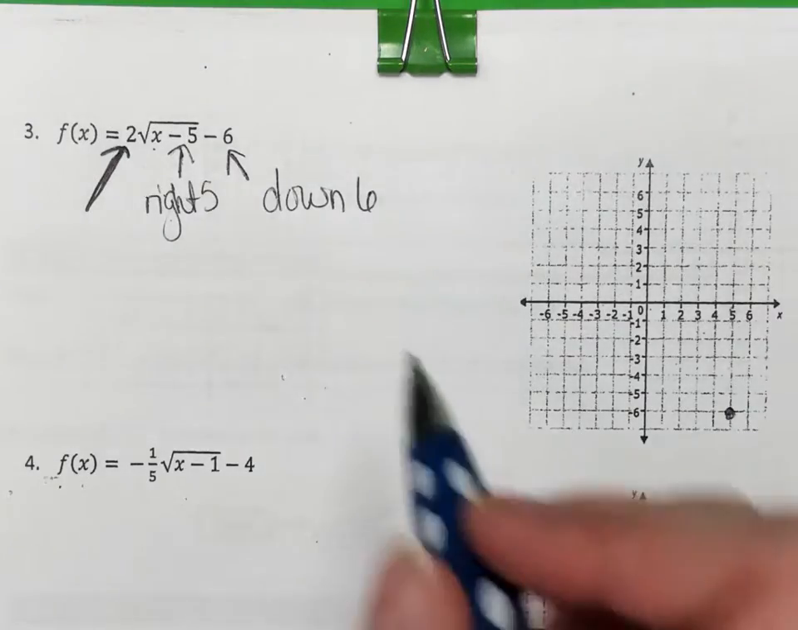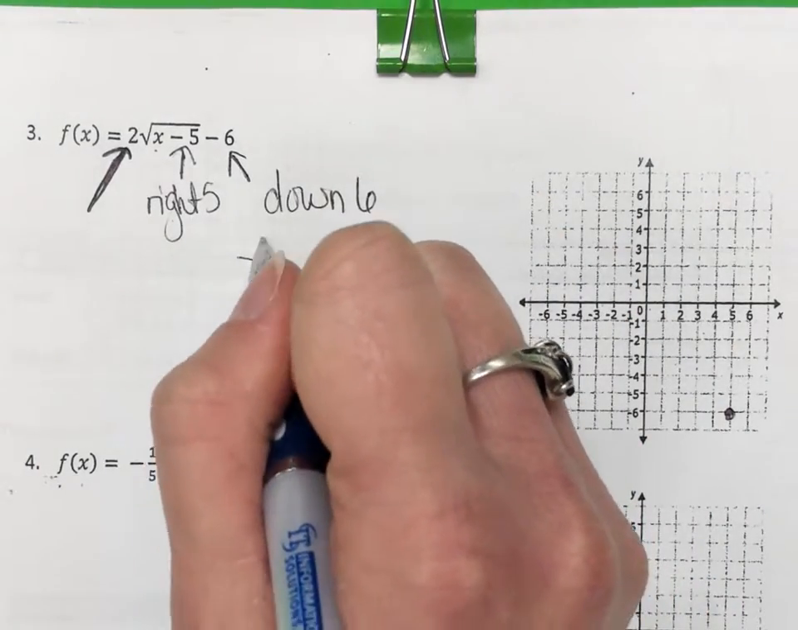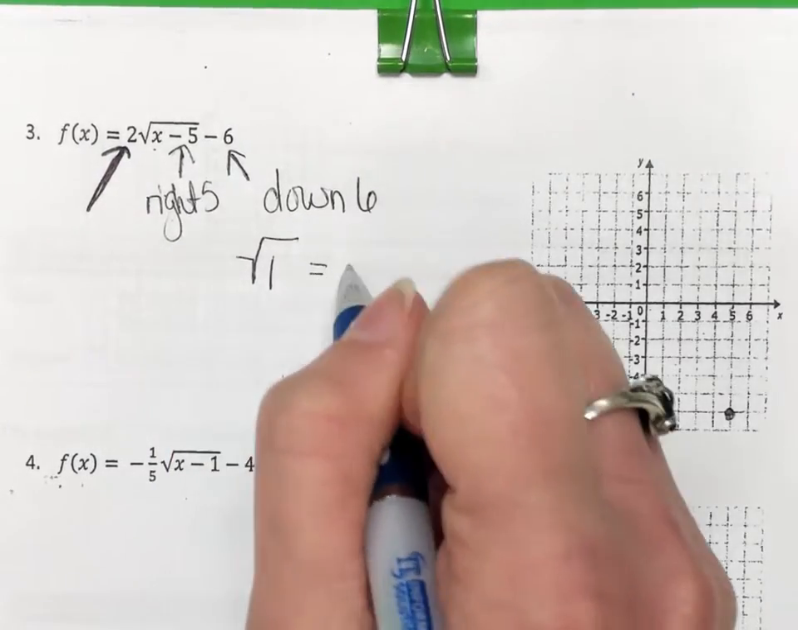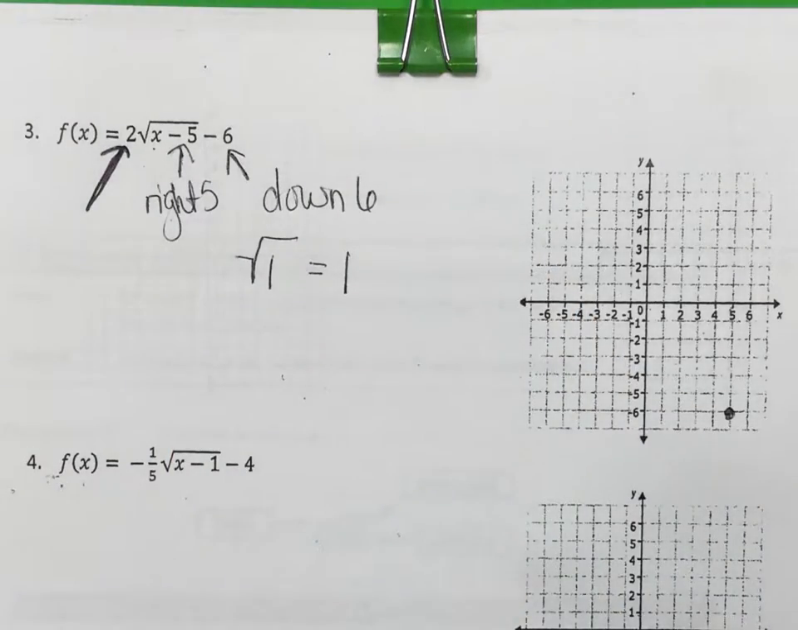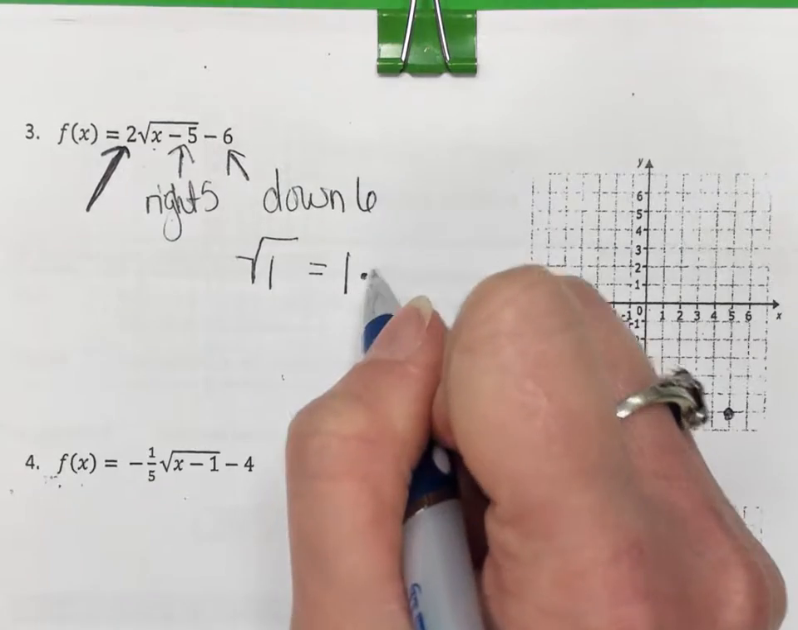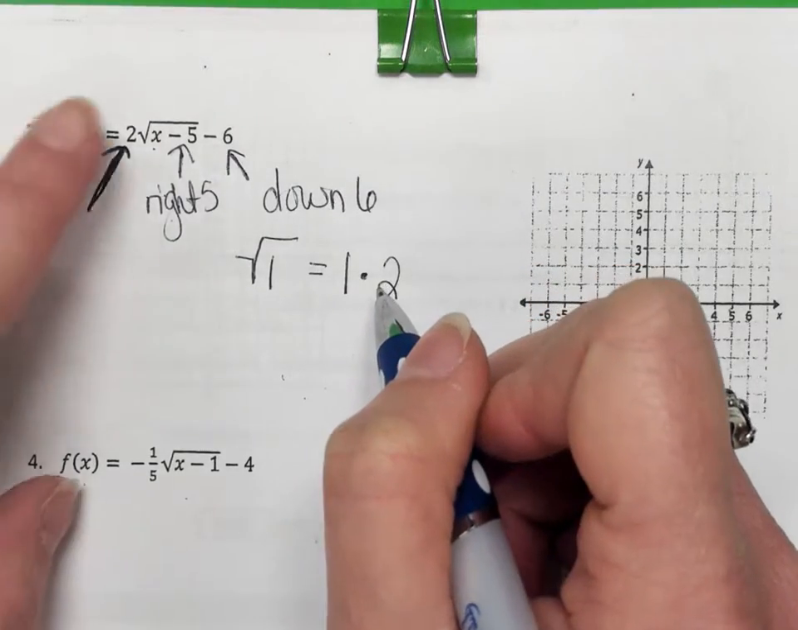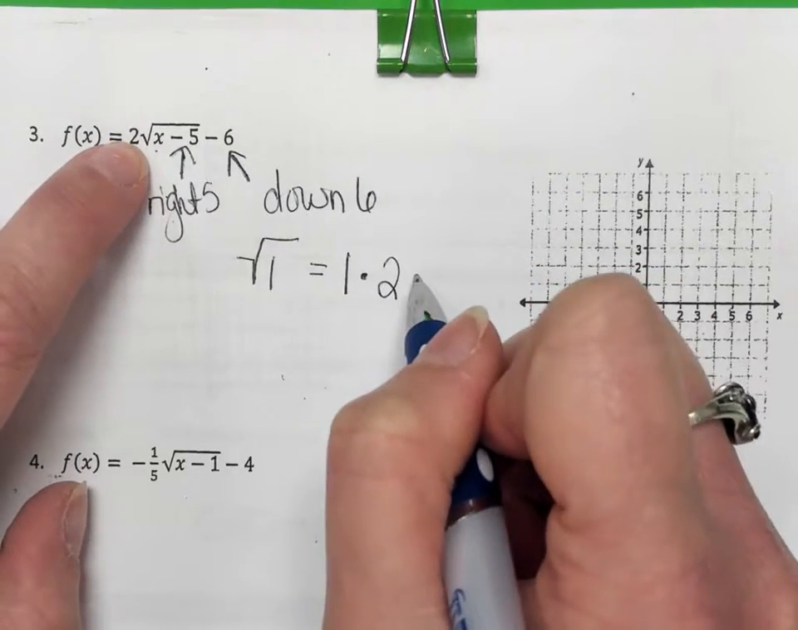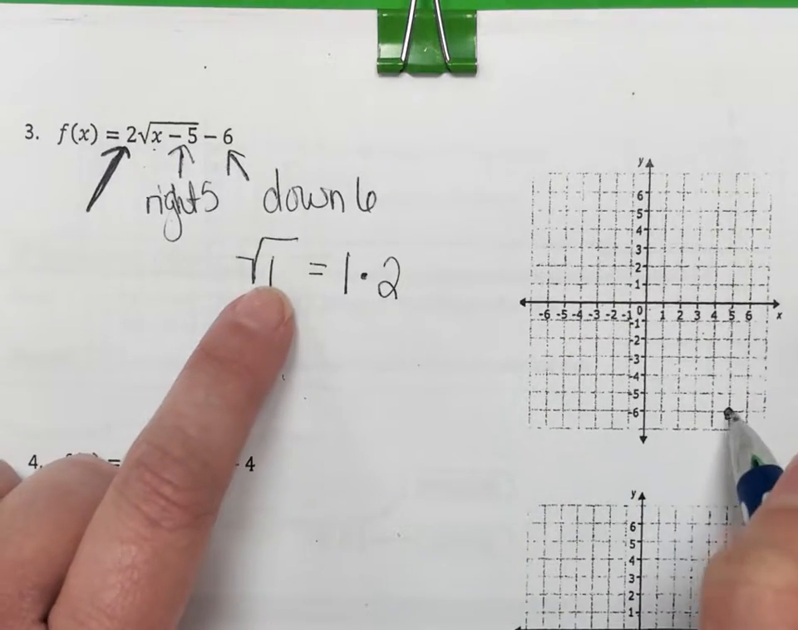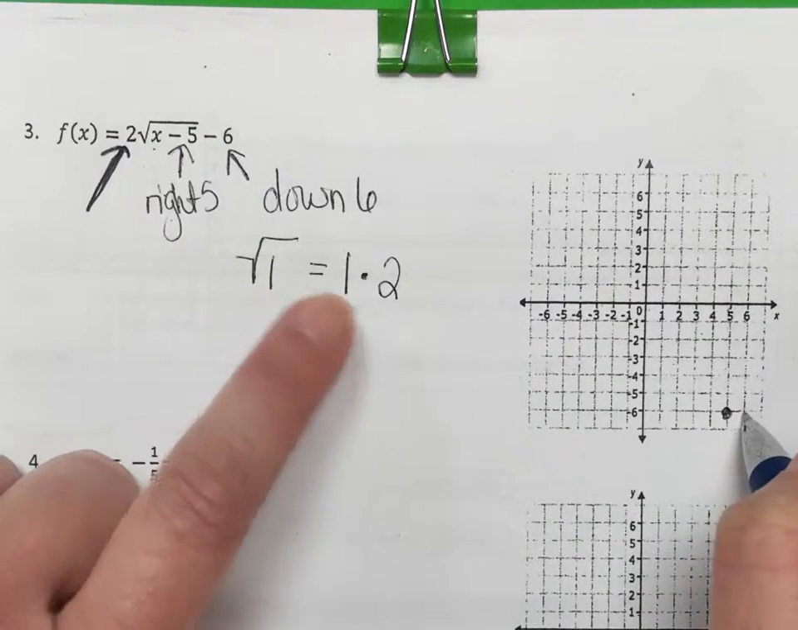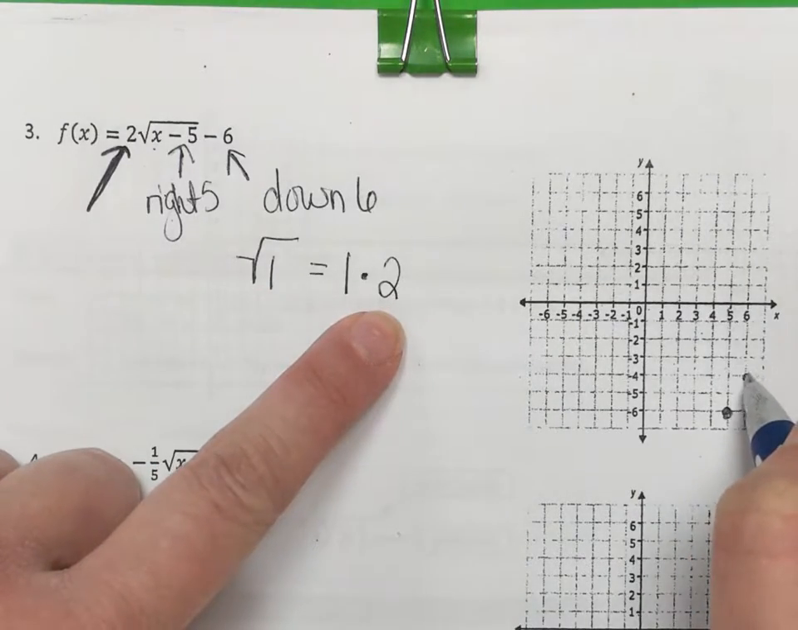No. So, what is the square root of 1? 1, times 2. Very good. Because of this multiplying by 2 up here. So now I'm going to go right 1, up 2. Perfect.